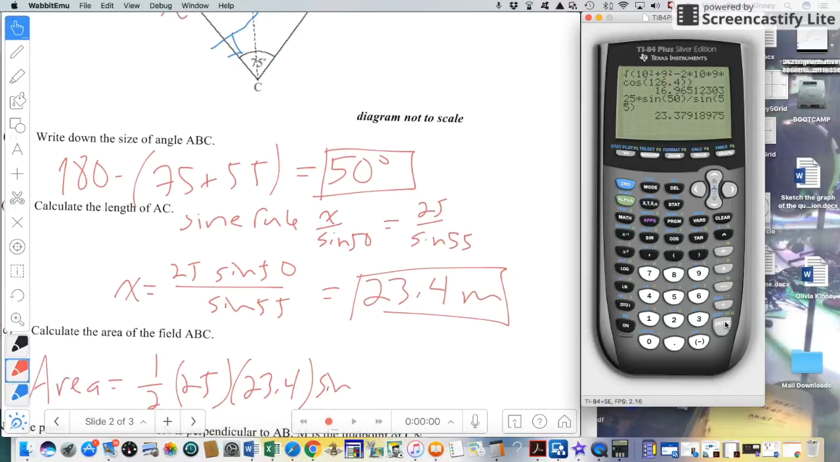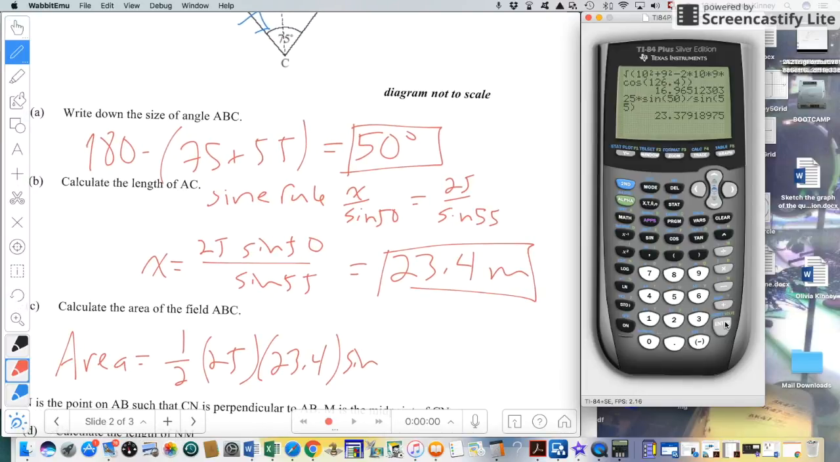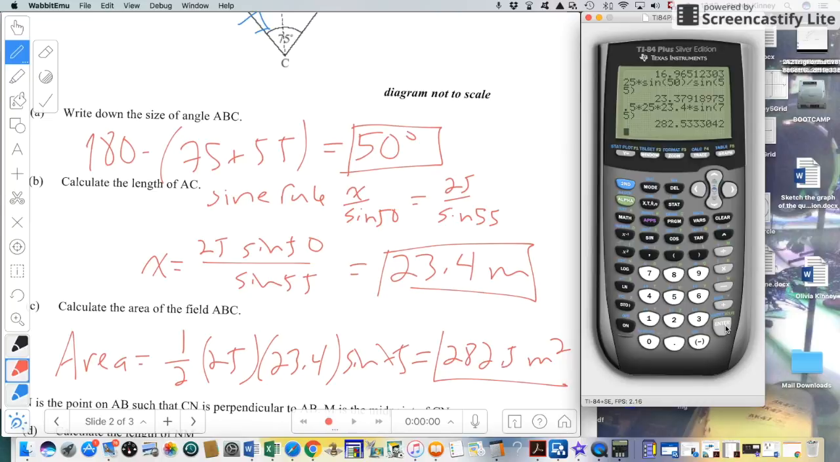Okay, put that into the calculator. 0.5 times 25 times 23.4 times the sine of 75. 282.5 square meters, or you could round it up if you wish. Okay, no specification on the accuracy of your answer.